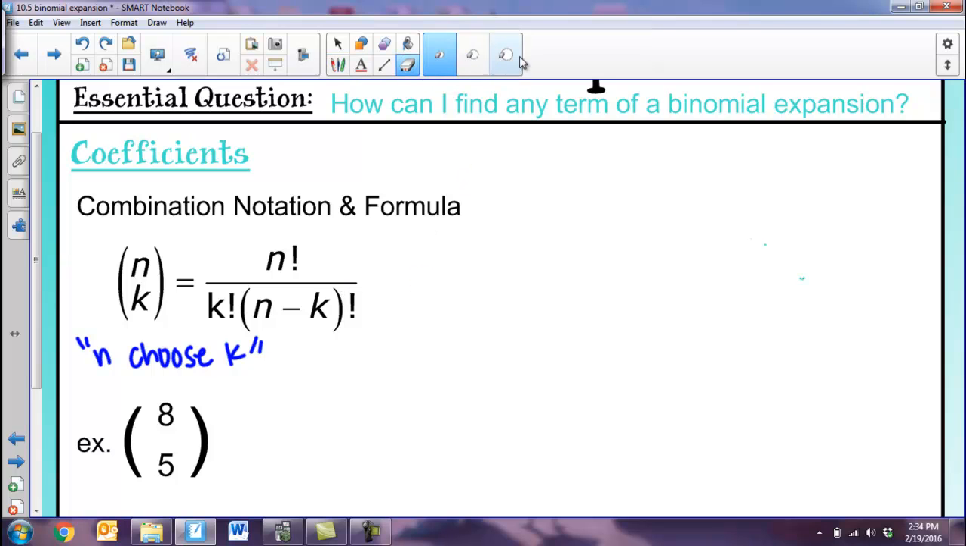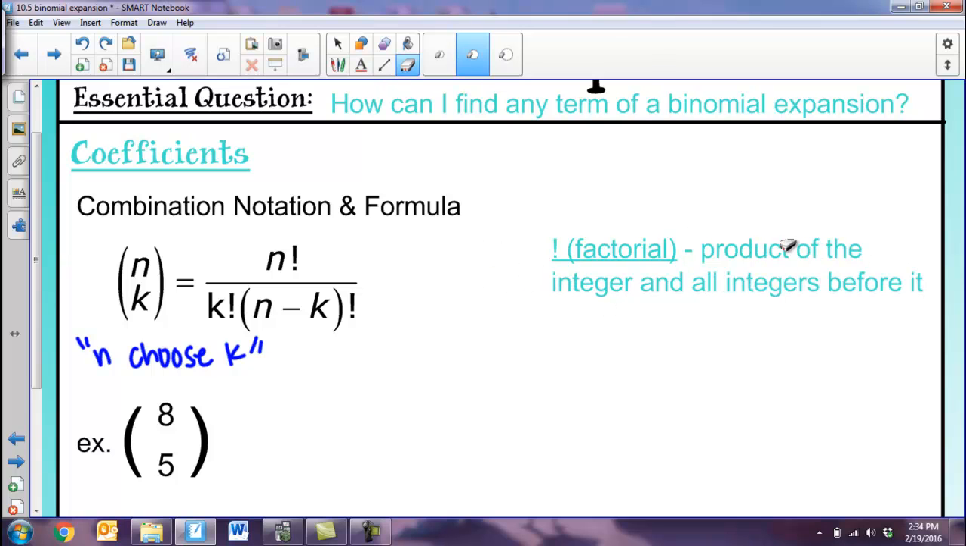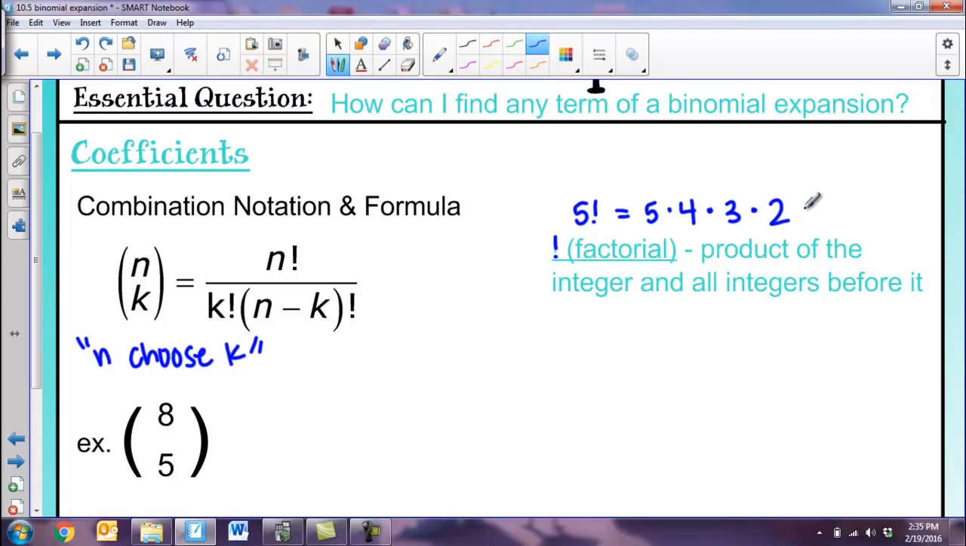And that exclamation point in math is actually what we call a factorial. And that is the definition for a factorial. The little exclamation point at the end of a number just means you're taking the product of the integer and all the integers before it. So if I had, for instance, 5 factorial, that would be 5 times the next integer down, all the way down until 1. And so 5 times 4 times 3 times 2 times 1, that's just a number.